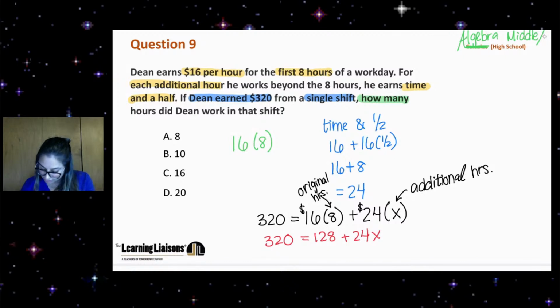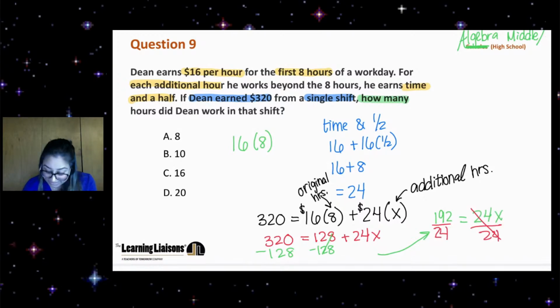I'm going to write over here off to the side. 320 minus 128 is going to give us a lovely number of 192. And that is all equal to 24x. All right, last step, divide both sides by 24. And x is equal to what? 8.